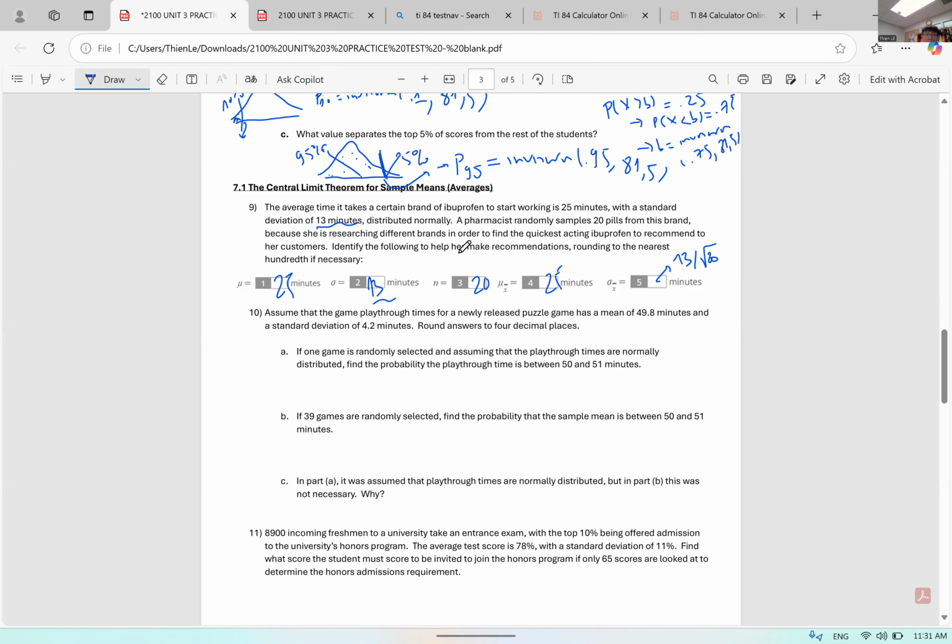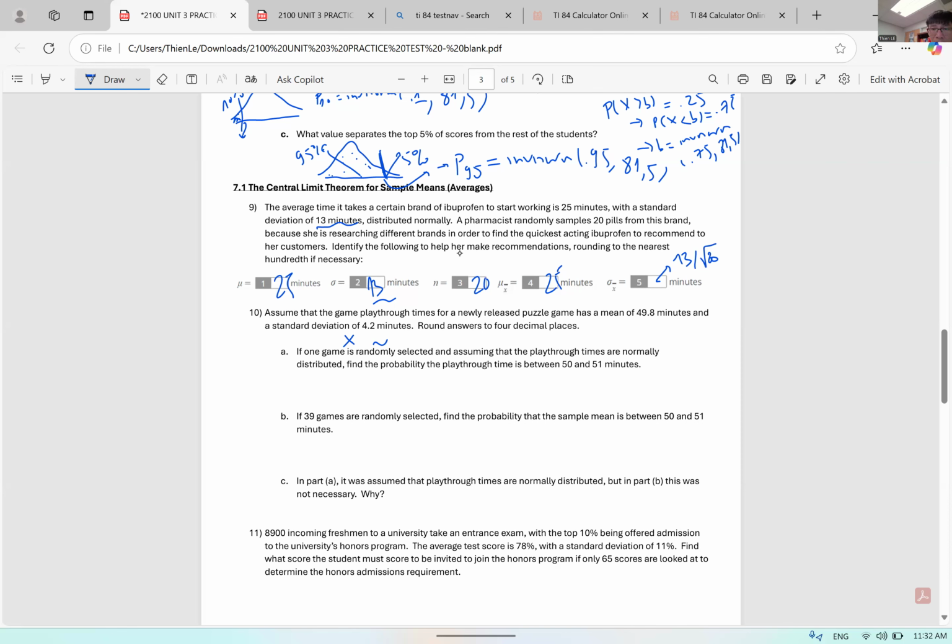Here, assume that the game playthrough times for a newly released puzzle game have a mean of 49.8 minutes and a standard deviation of 4.2 minutes. Round the answer to 4 decimal places. Let's look at what they're asking. If one game is randomly selected and we assume that the playthrough time is normally distributed, find the probability of a playthrough time between 50 and 51 minutes. We have the playtime X, which follows something; we don't know if it's normal or not, because for part A they assume normal, but for part B they didn't say anything.